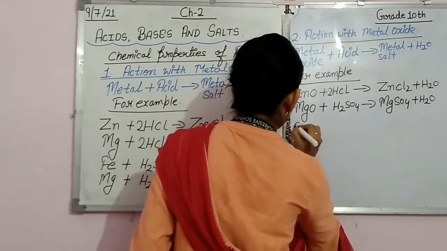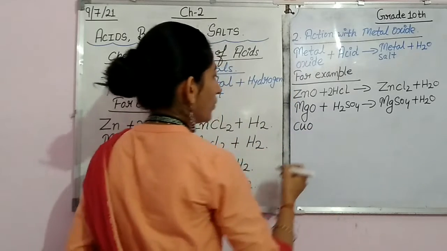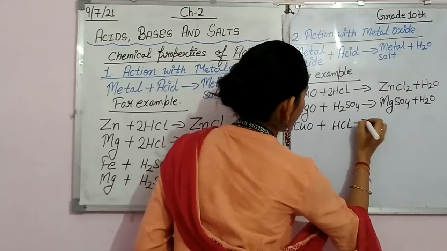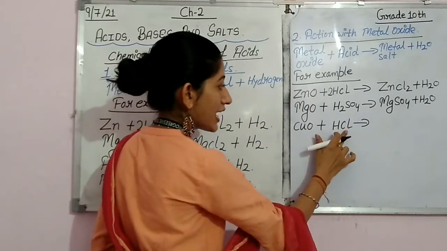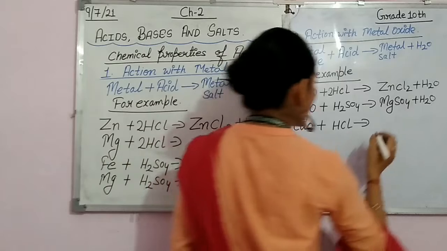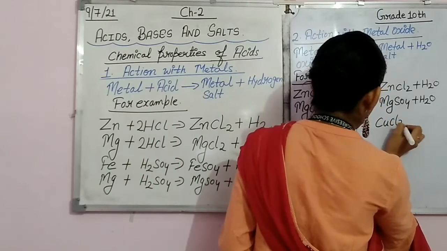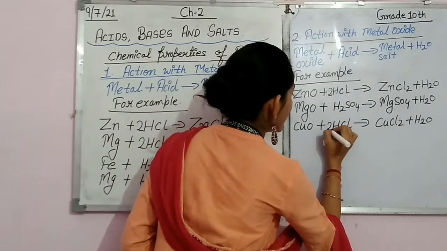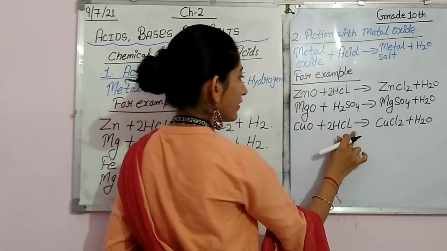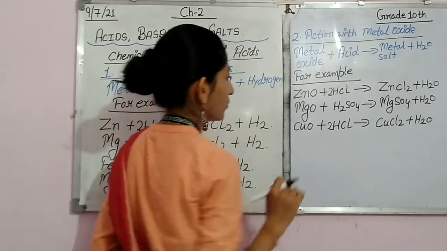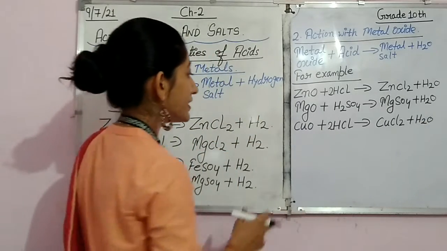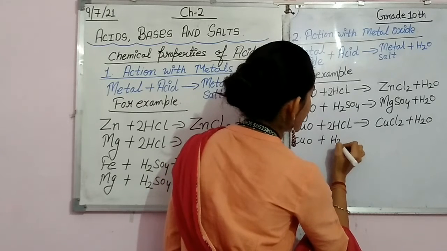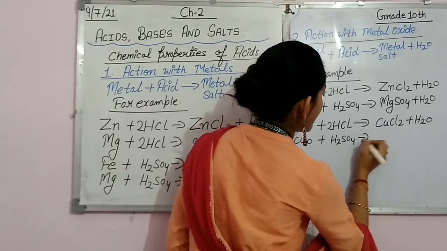Similarly, here is cupric oxide, CuO. Now we are reacting it with HCl. What will be the product? CuCl2 plus H2O. And when we balance it, we get CuO plus 2HCl gives CuCl2 plus H2O. And again we can react this cupric oxide with sulfuric acid, H2SO4. So what will we get?